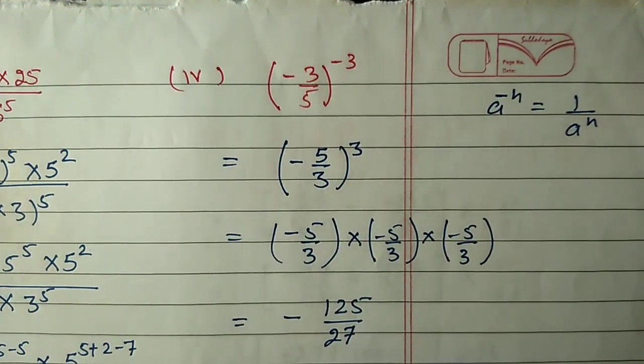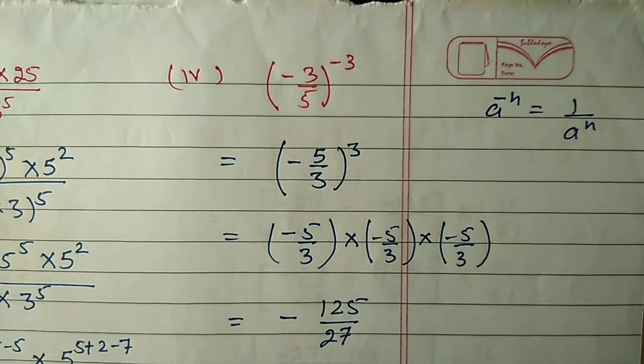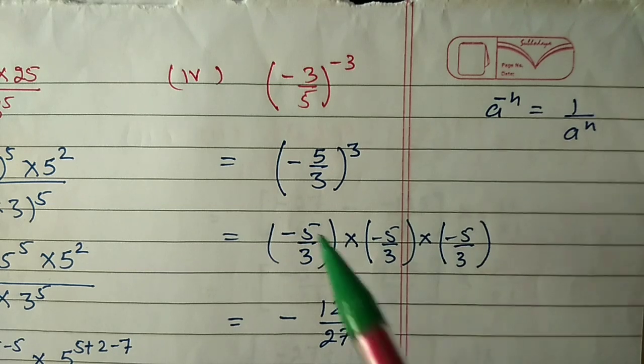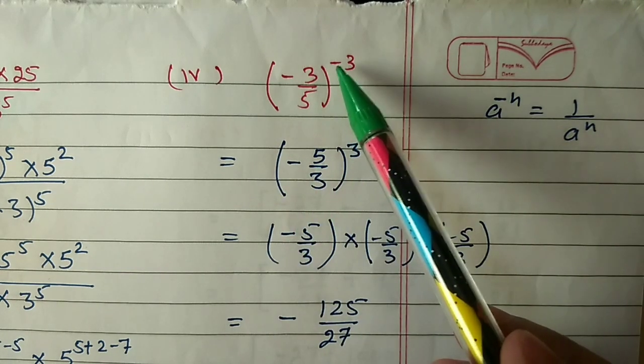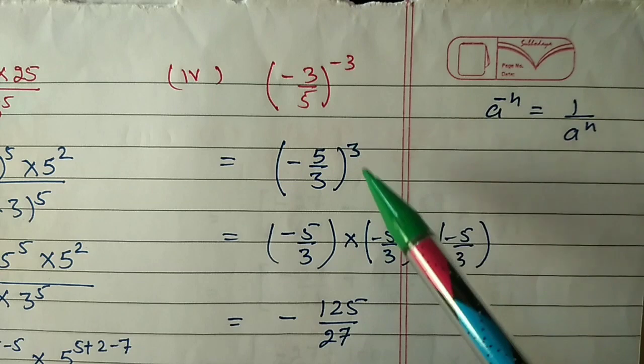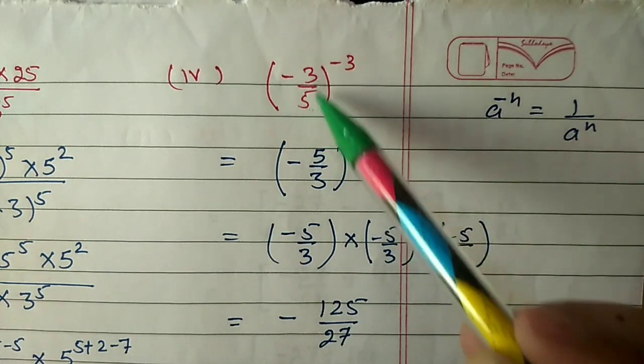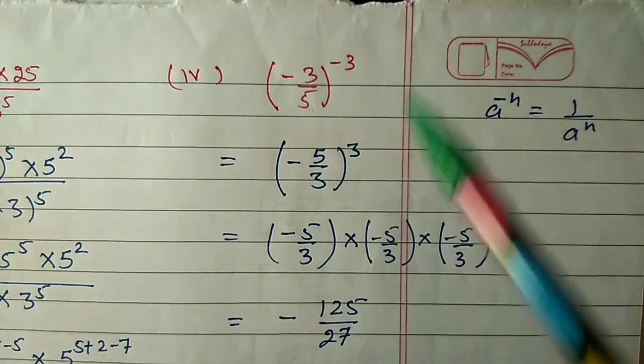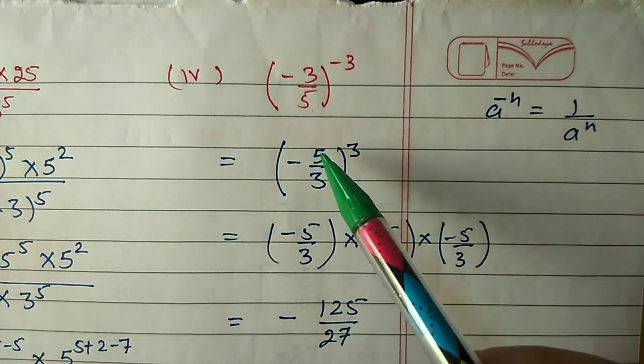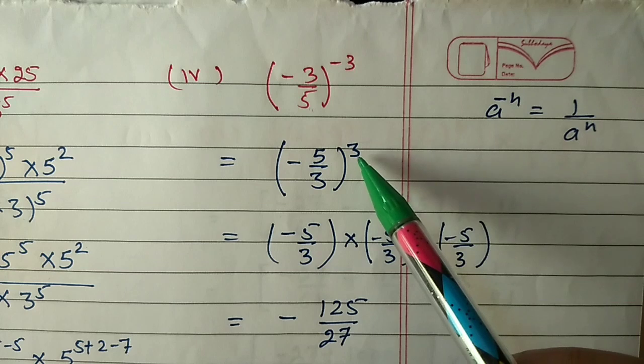Fourth part, minus 3 by 5 whole to the power minus 3. So this minus 3 we can convert into plus 3. To convert minus into plus, we have to take the reciprocal. Just shift numerator and denominator. So it will become minus 5 by 3 to the power 3.